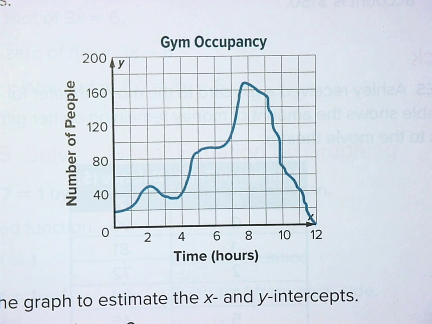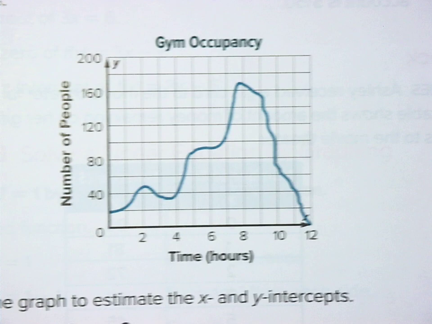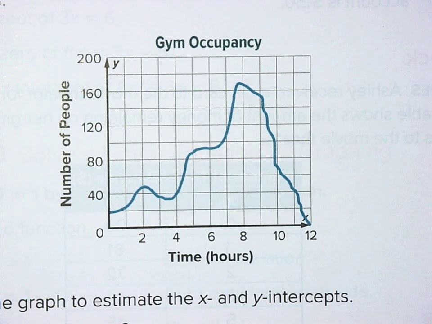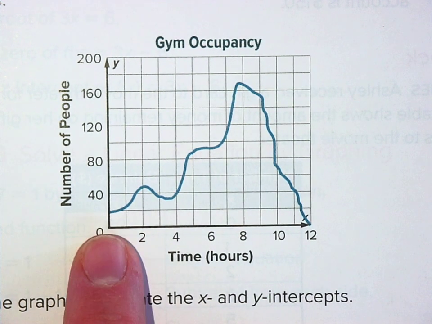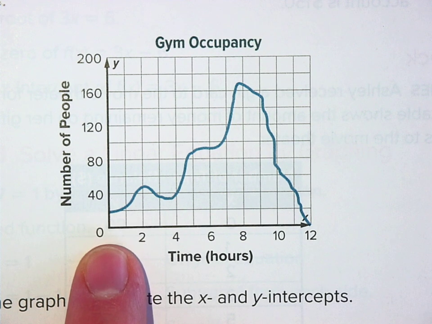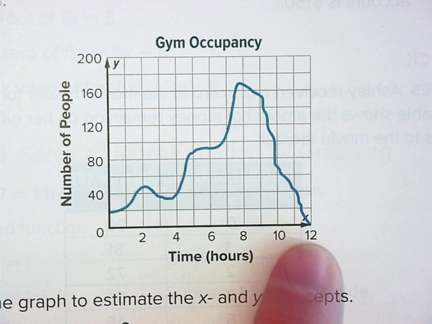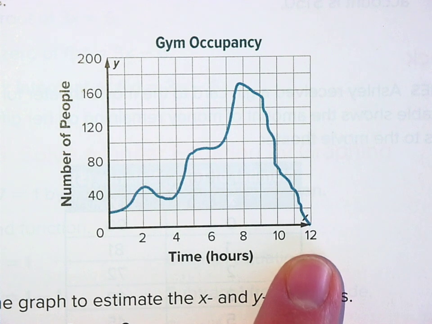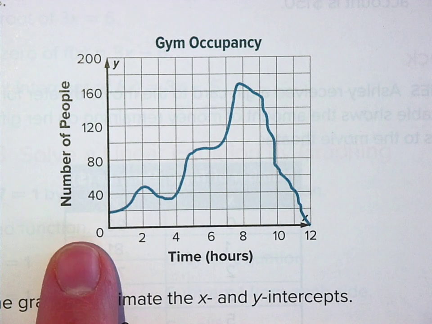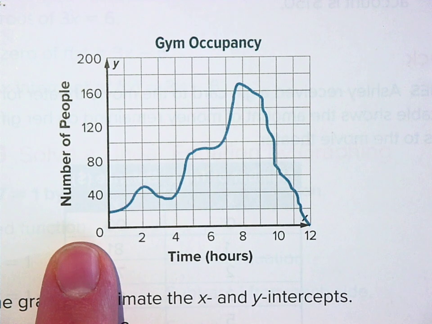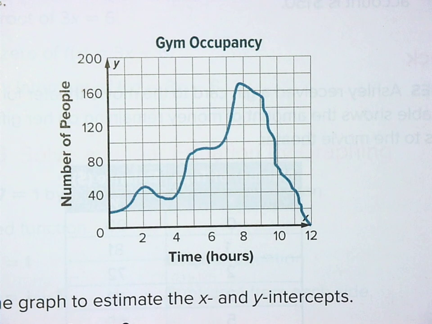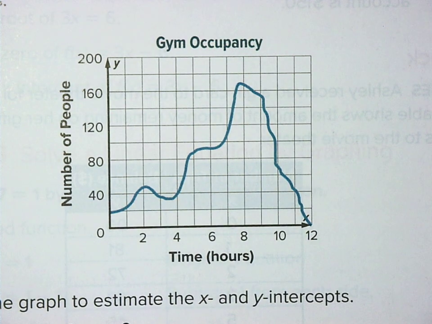Hands up. Emily, go for it. I agree. 0, 20 is the y-intercept. 12, 0. All right, what does the 0, 20 mean in terms of the situation? Colin, stop talking. Right. What does that mean, though? 20 what? 20 people when?